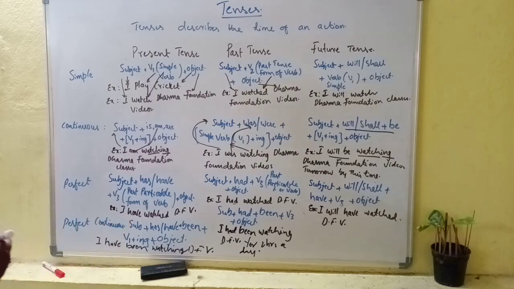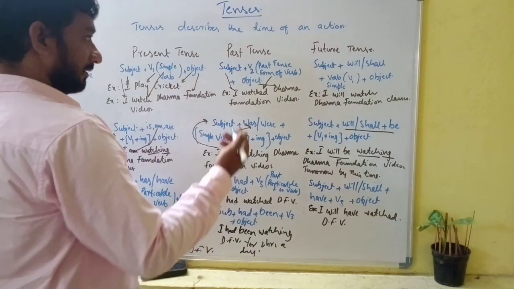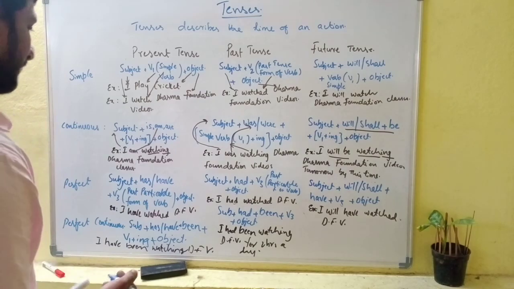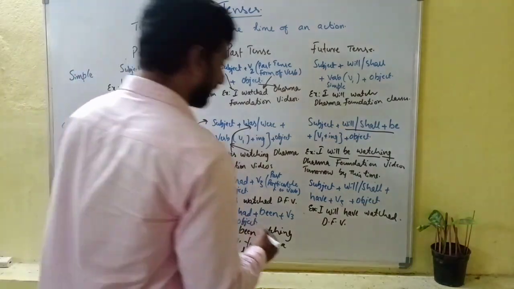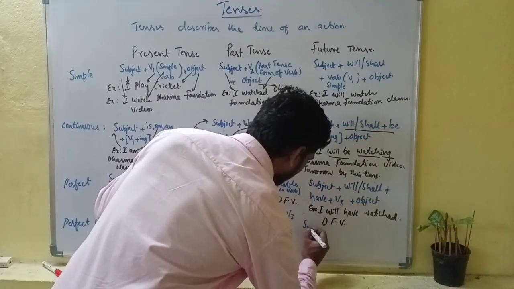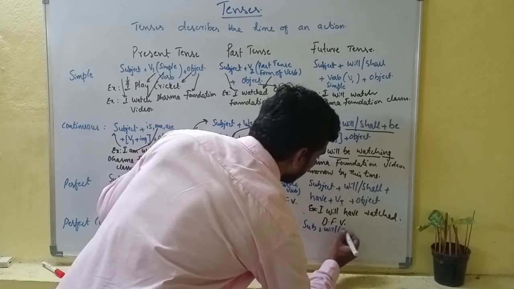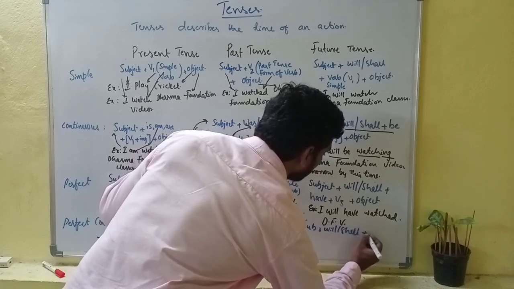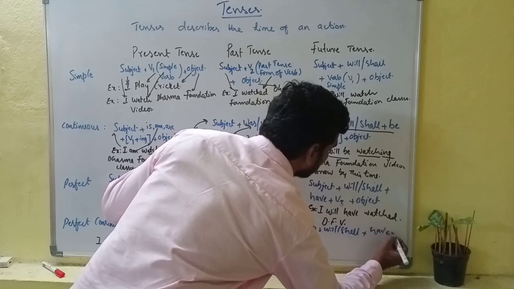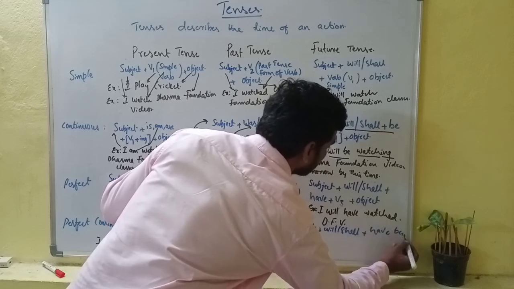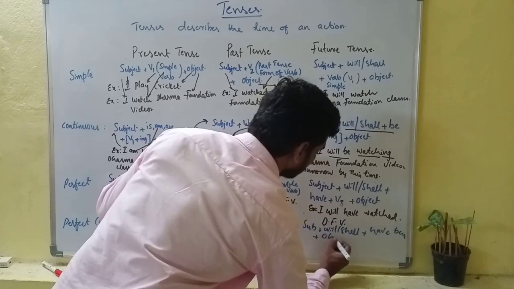Now let's come to the future perfect continuous. The structure of future perfect continuous is like subject plus will or shall plus have been plus object.